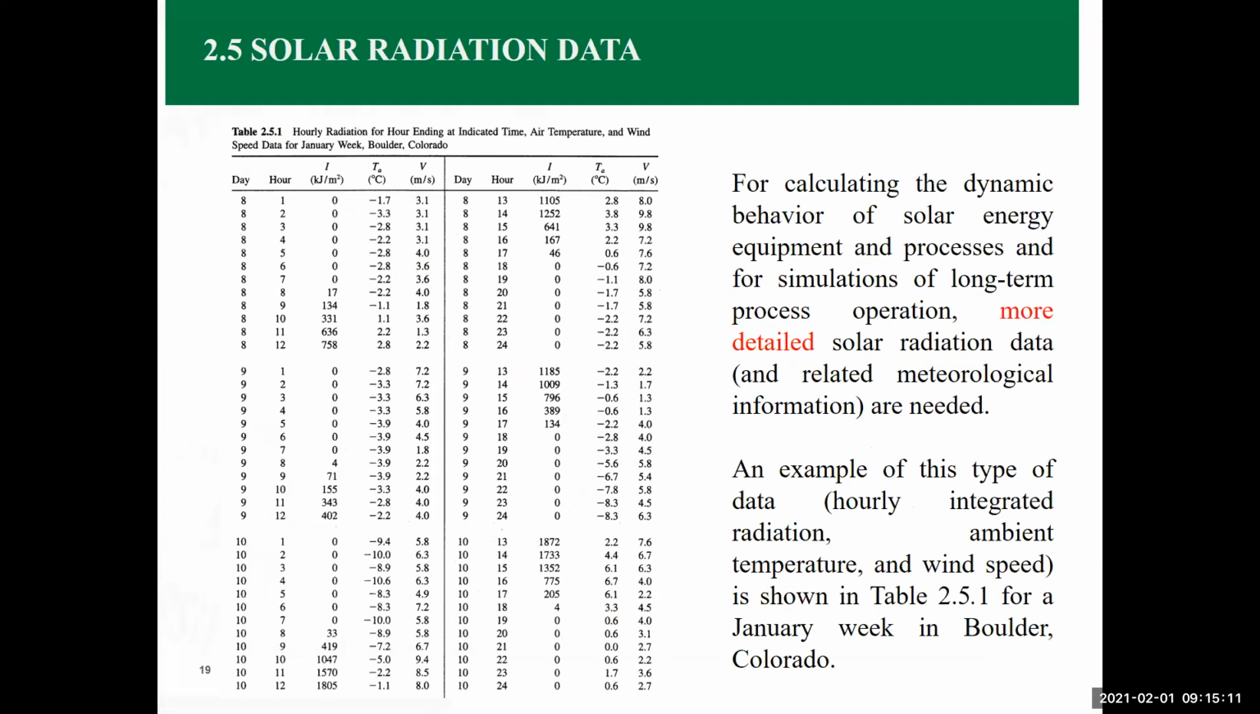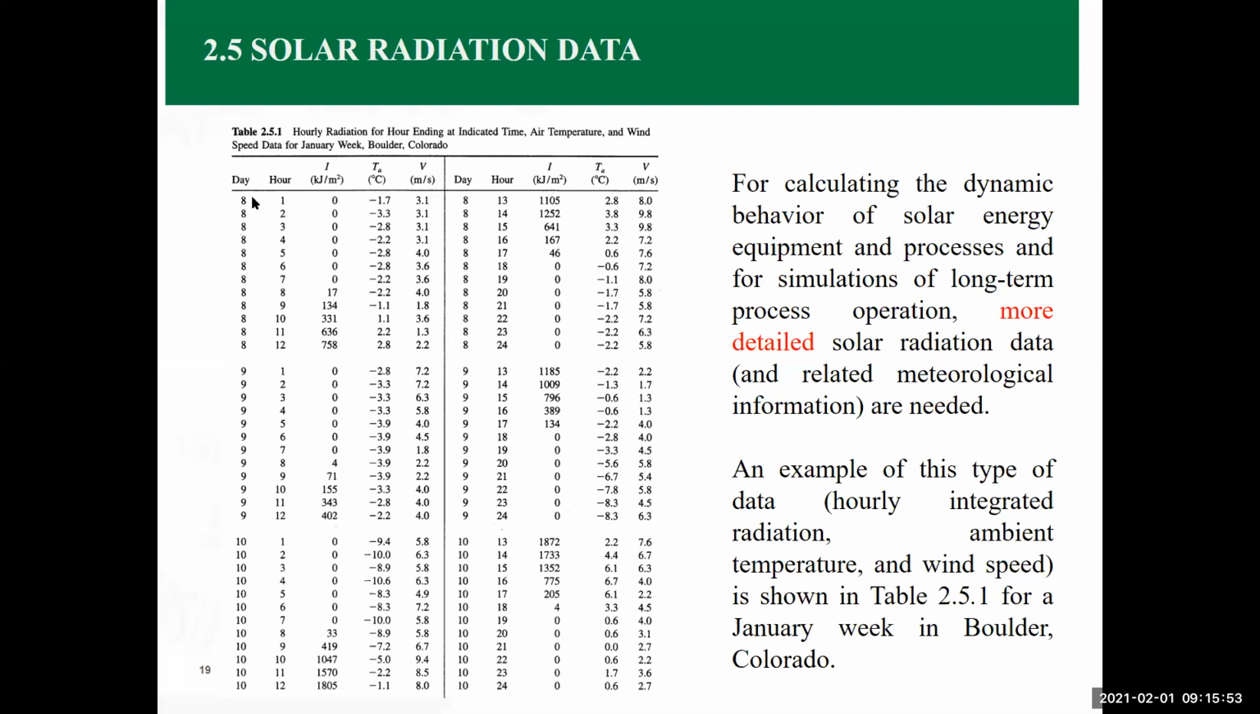Or tables like this that provide us details of meteorological data. For example, the solar radiation here, I, means solar radiation integrated. This is an example of hourly radiation over the hour, so these are integrated values of the radiation over an hour. It gives not only the radiation, but also the air temperature and the wind speed. And this is specifically in Colorado, if I'm not mistaken. Yes, Boulder, a city in Colorado, in the United States.